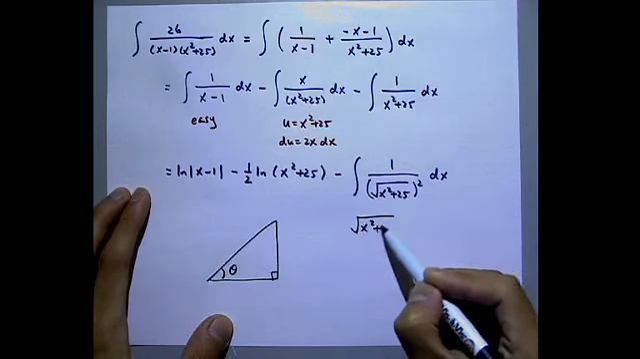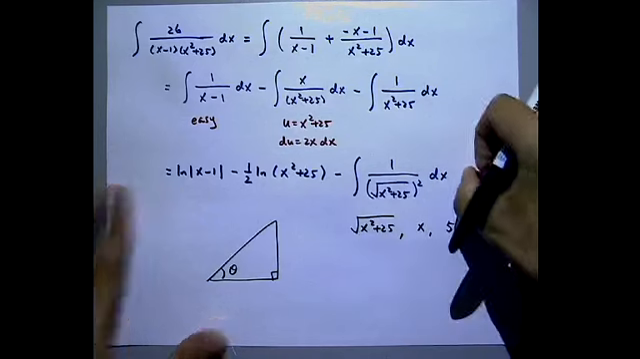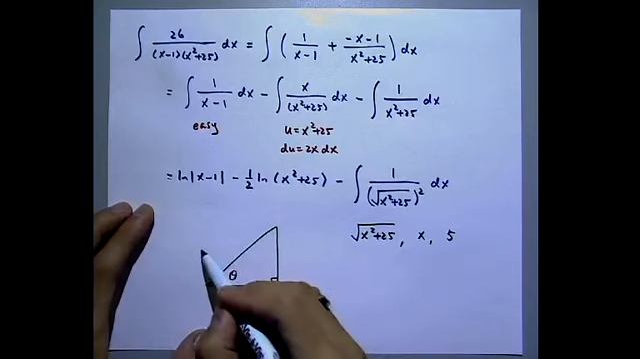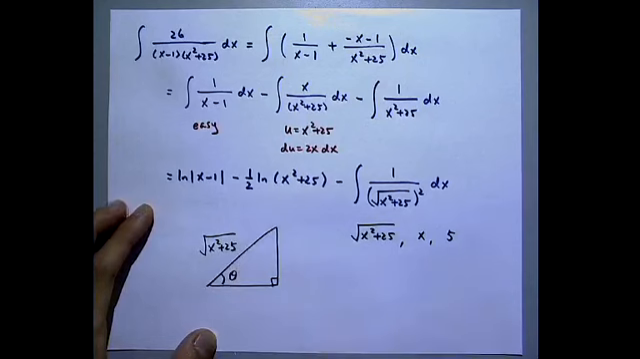Okay, so here are the three sides, right? What goes where? So what does hypotenuse get? This is the sum under the root, so this always goes to the hypotenuse. And adjacent?